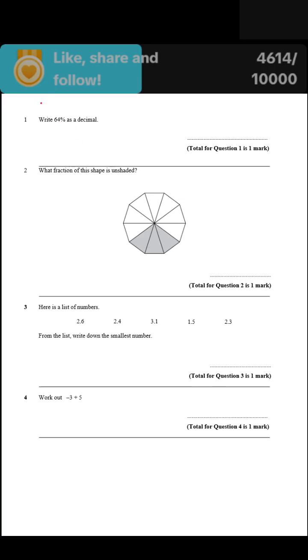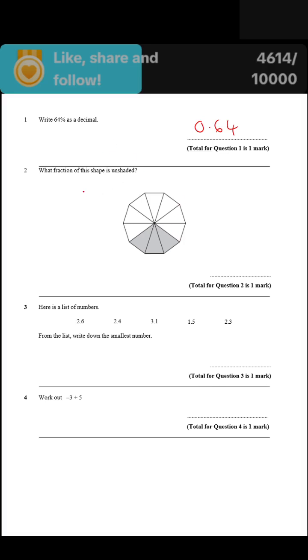So question 1, it says write 64% as a decimal. So the first thing we need to do is know how to convert from a percentage to a decimal. Percentage means per 100, so we divide by 100. And I can see in the comments that people are giving the answer already. So we get 0.64.